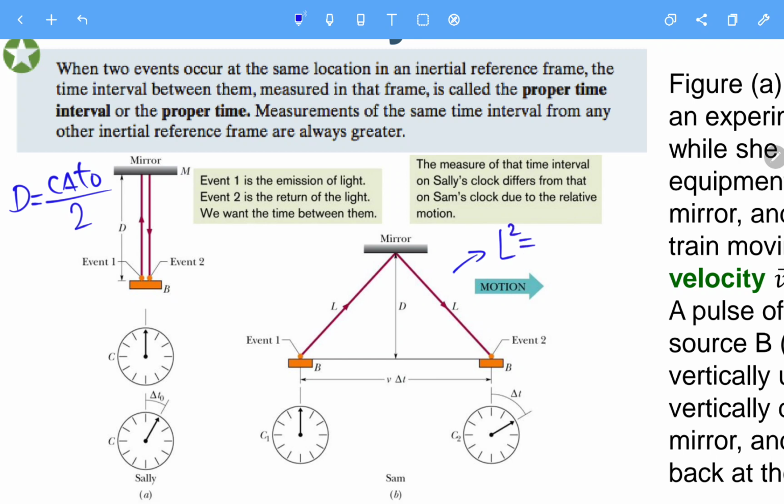L squared equals d squared plus half of v delta t quantity squared. So this is half of v delta t, and this is d. So according to the Pythagorean theorem, we have this expression. And also here we have L equals c delta t over 2, because it takes time delta t to travel 2L.